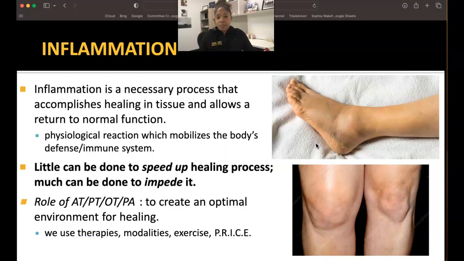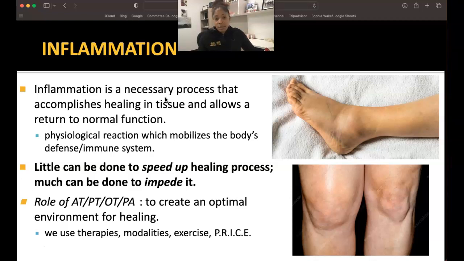So the first stop is inflammation. Anytime I say inflammation, I feel like people cringe and kind of think of inflammation as a negative response to injury, but believe it or not, it's a very positive response to injury if it's controlled. In fact, we know that inflammation is absolutely a necessary process that helps us accomplish the process of tissue healing, and is needed in order to return our patients to normal function.